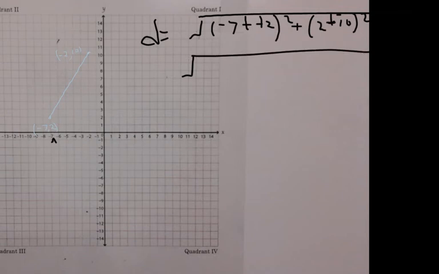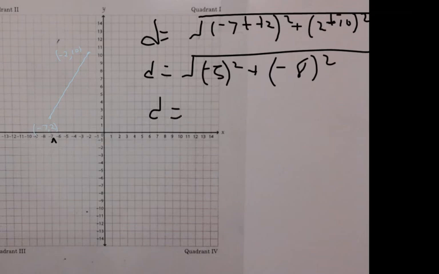So, doing the arithmetic, 7 negatives and 2 positives makes 5 negatives. Negative 5 to the second power. And 2 plus negative 10 is negative 8. It's negative 8 to the second power. And if you're thinking ahead, you can see it doesn't really matter whether the numbers in here are positive or negative, because when you square them, the result will always be positive.